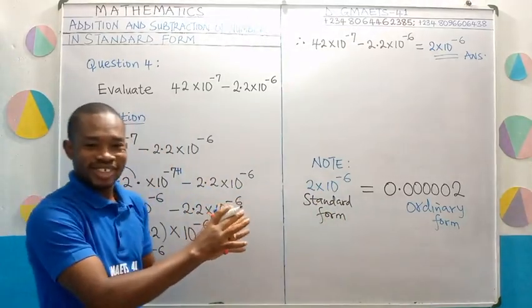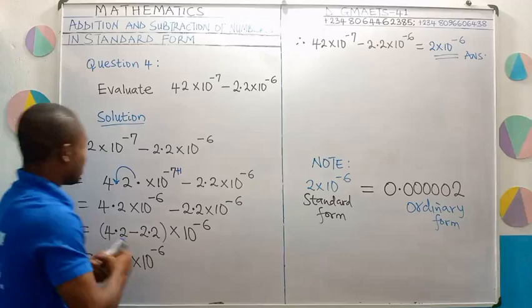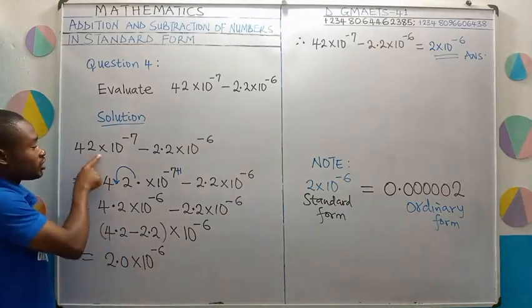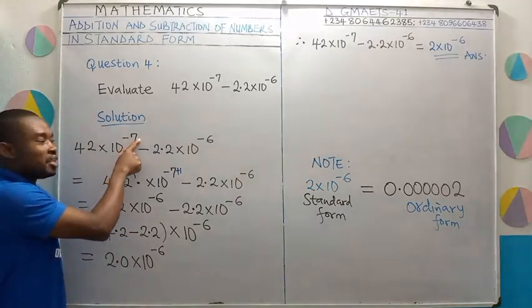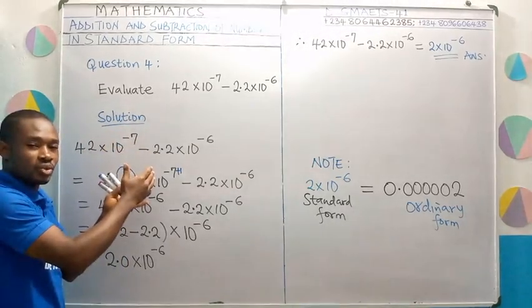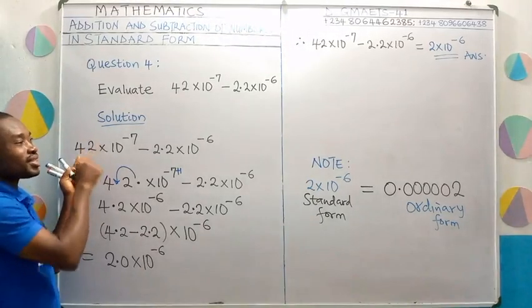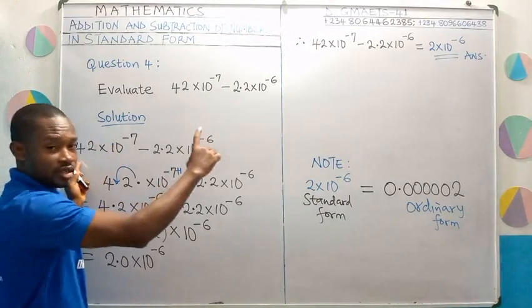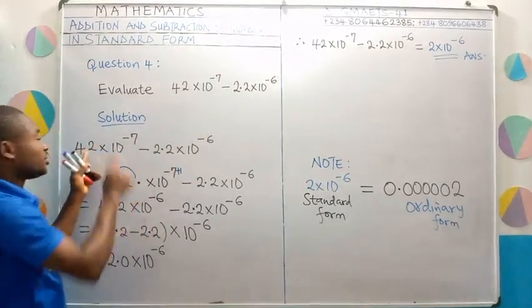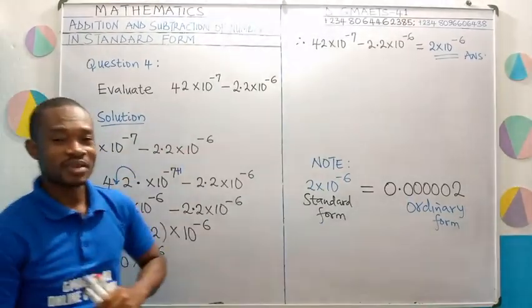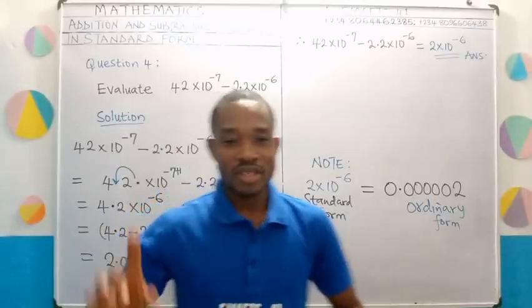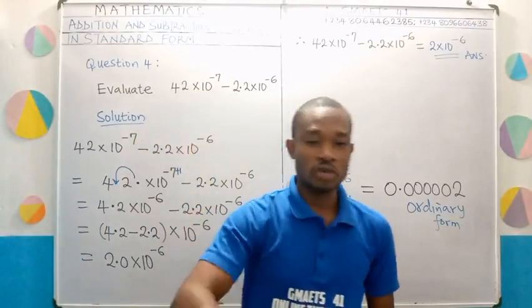I hope this makes sense, right? Come here. Look at this. This is 42 times 10 raised to the power minus 7. It means you have 7 zeros before this 42. So you write 0.6 other zeros, making it 7, then 4, 2. That's the ordinary form. We have done justice to this part of standard form.